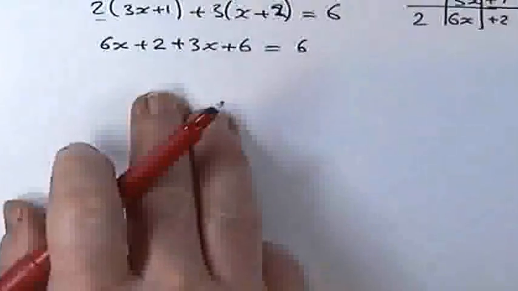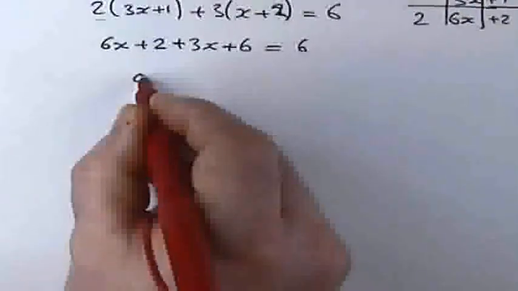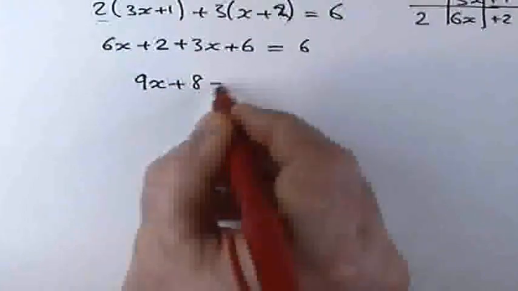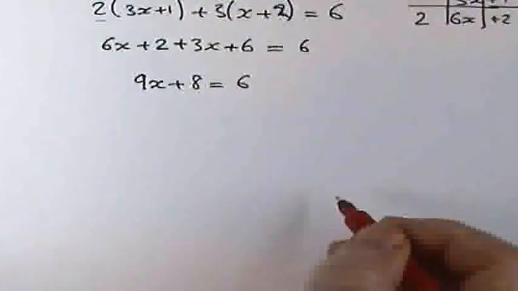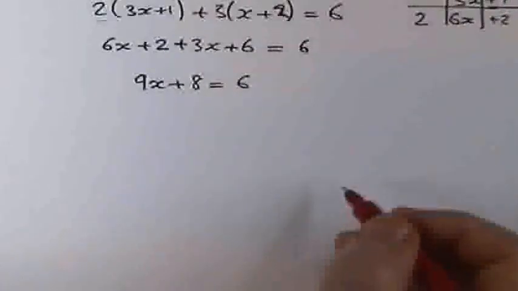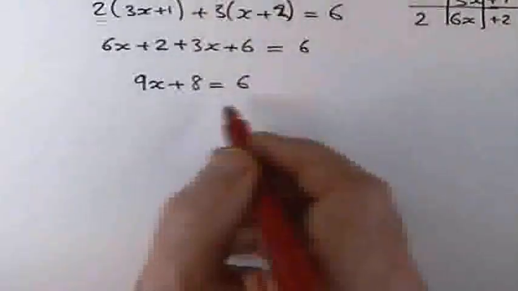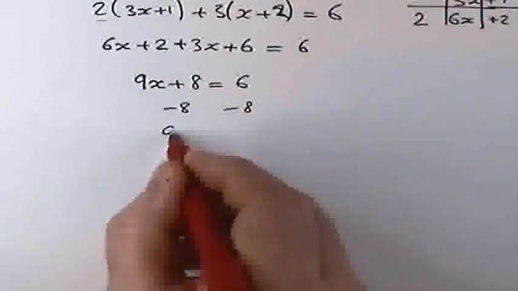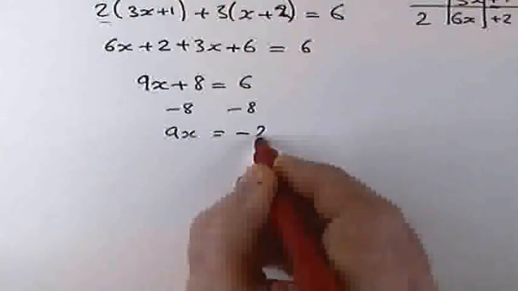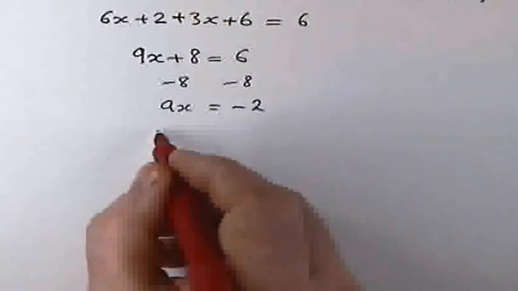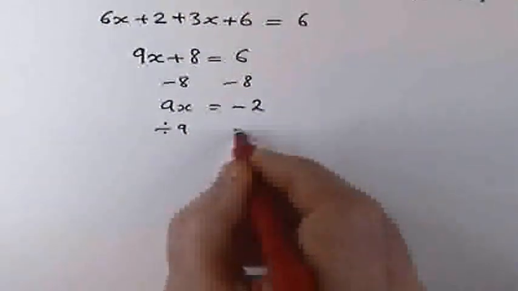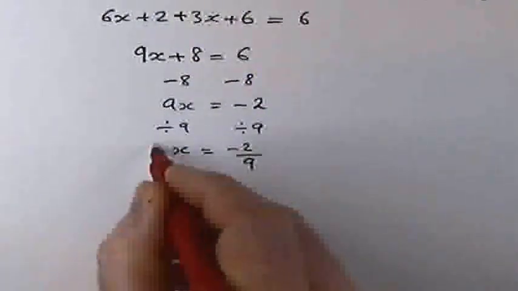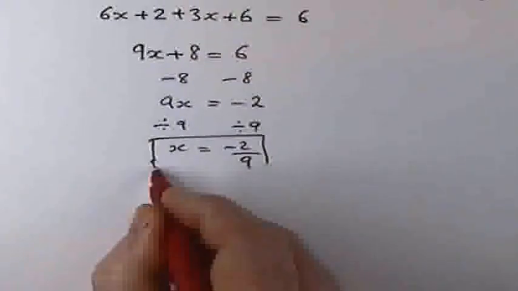Now we simplify the left hand side, so we get 6x plus 3x is 9x, 2 plus 6 is 8, and that is equal to 6. Now we're going to solve the equation. We've done the hard work, now we've got to solve the equation. So we're going to take 8 from both sides, and we get 9x equals negative 2. And we're going to divide both sides by 9, and we get x equals negative 2 over 9, and that's the answer.